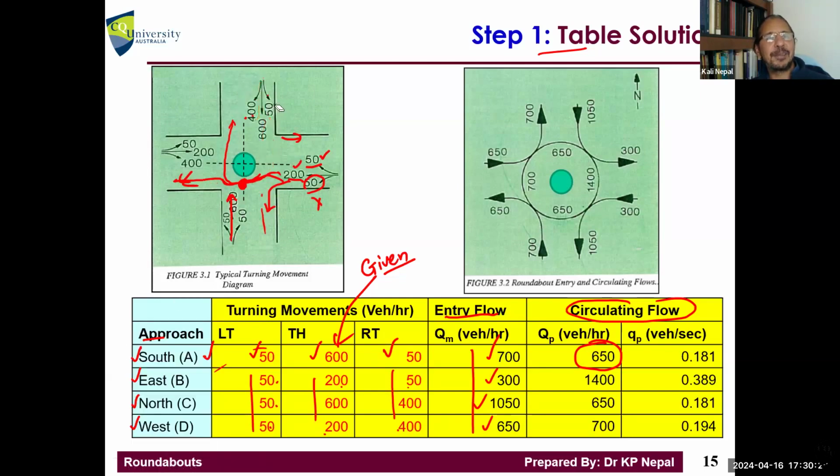Let's do the north approach. Circulating flow for the north. If you are coming from the north, who do you need to give way to?